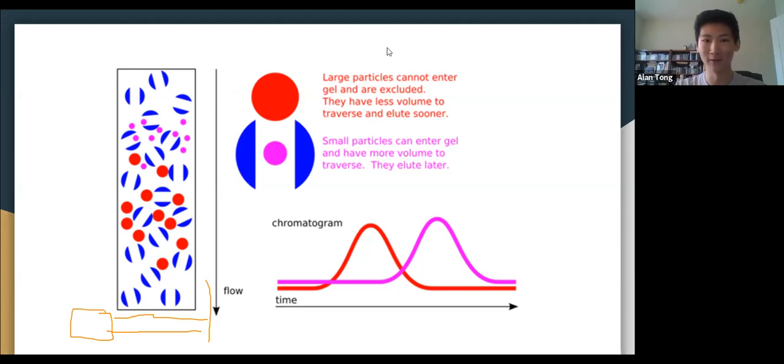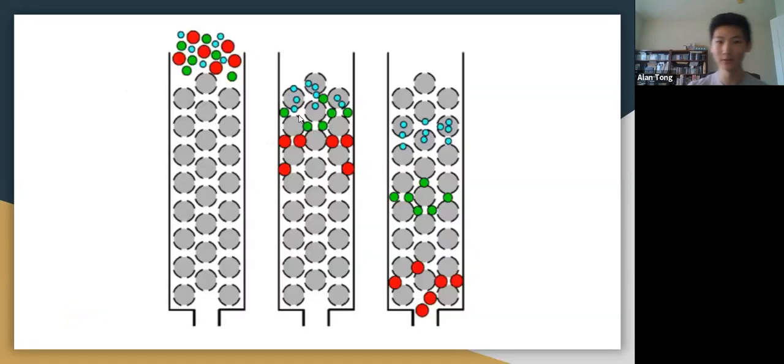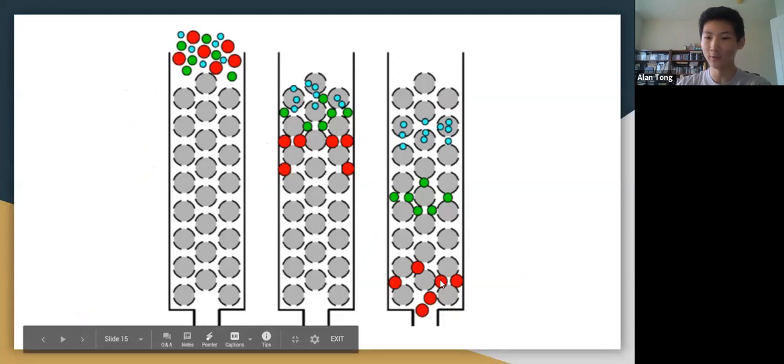Okay, let's move on. And here's your one-way diagram, right? You have some big ones, some small ones, and you elute the big ones faster and the small ones later because of this size exclusion chromatography.